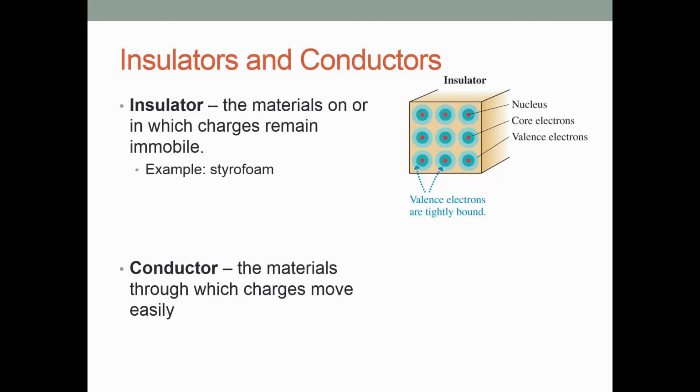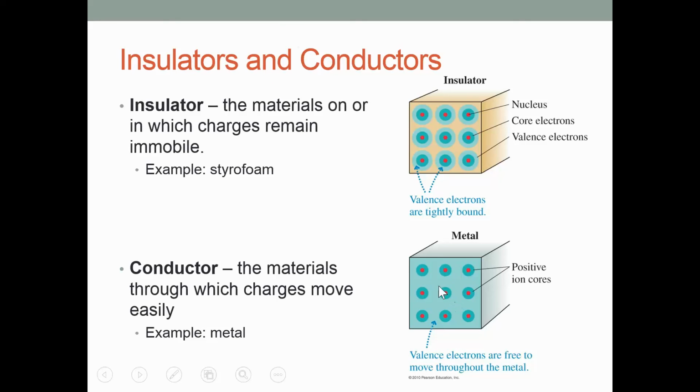We also have conductors. Those are objects that it's easy to transfer charge through them, something like metal. And in those objects, the valence electrons are free to move throughout the metal. It's easy to transfer charge using a conductor.